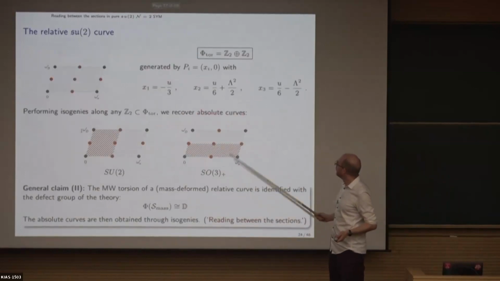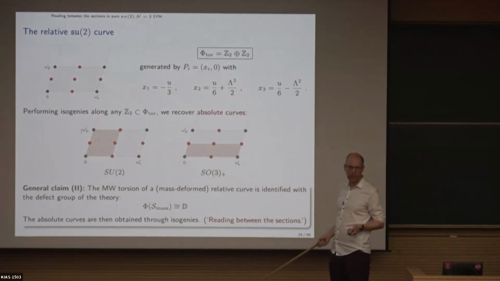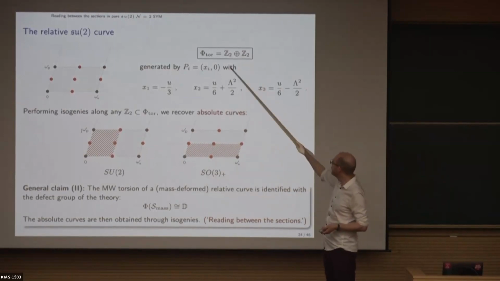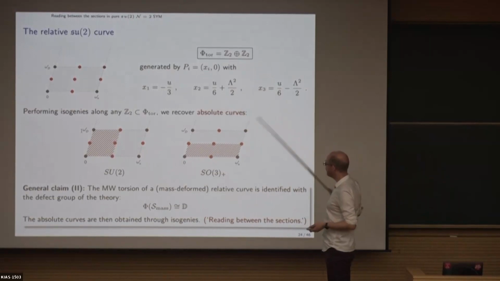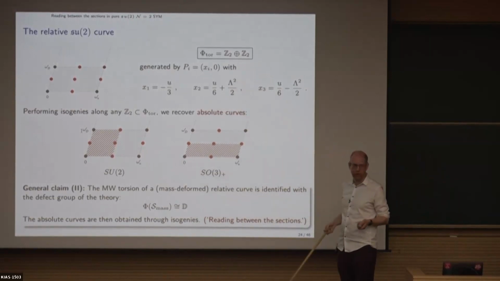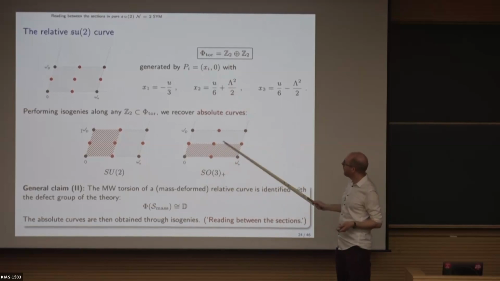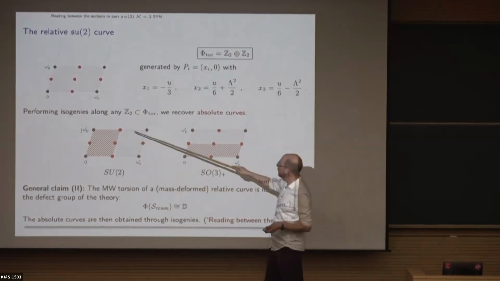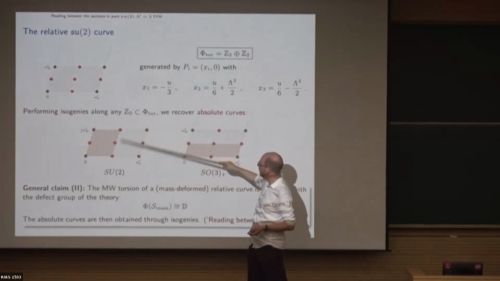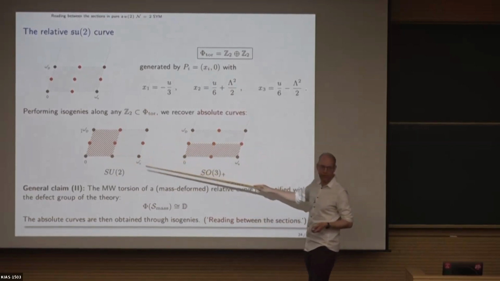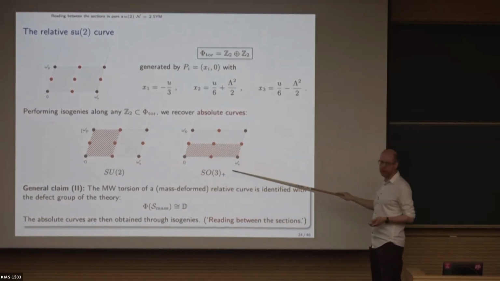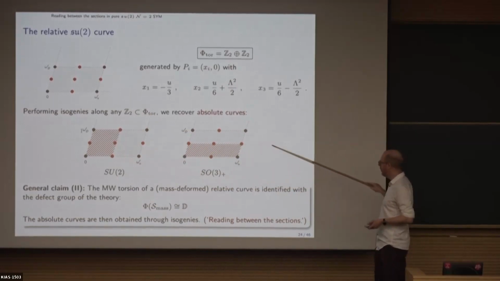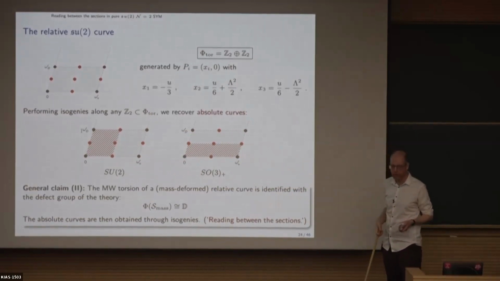Okay. So this SU2 curve is interesting in terms of its rational sections as well. It actually has a Z2 plus Z2 Mordell-Weil group. So it has those three roots of the right-hand side of the Weierstrass equation, and we can perform isogenies along any of those three Z2 subgroups. If we perform it in that direction, we are back to the SU2 case we started with. If we go in that direction, we will get the SO3 plus curve. And then there is the diagonal one, which I haven't written, which is the SO3 minus curve.